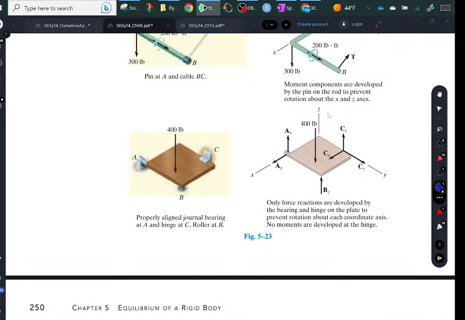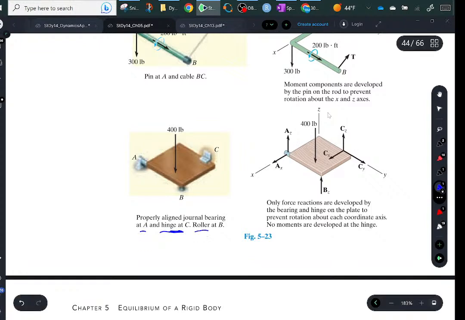Okay, so what is this? A properly aligned journal bearing at A and at hinge C. Now the hinge C, I'll buy into that. But wait a minute. The hinge bearing can take a load like this.